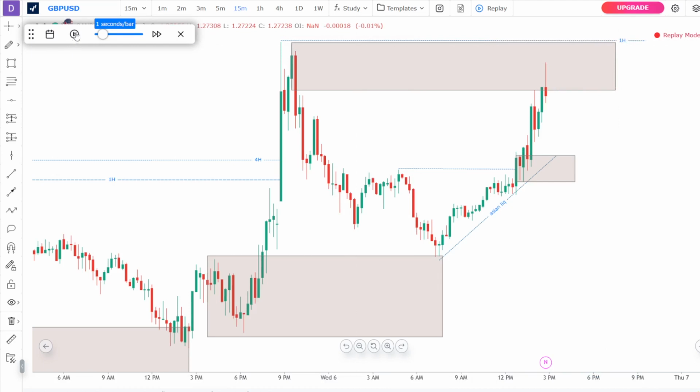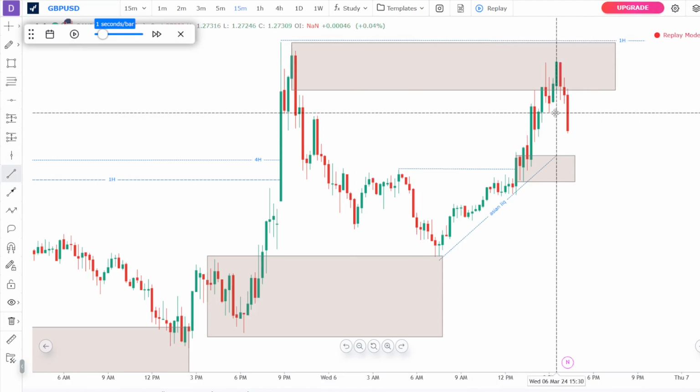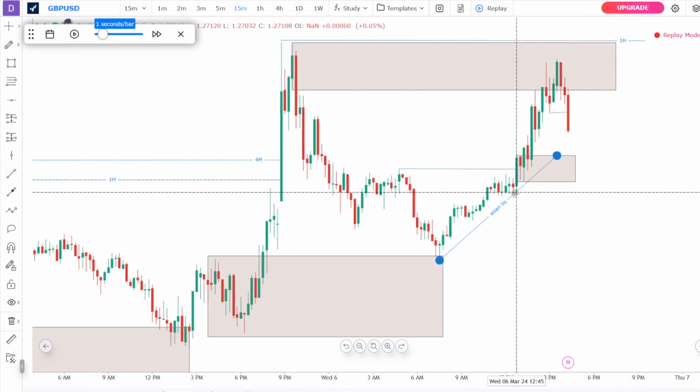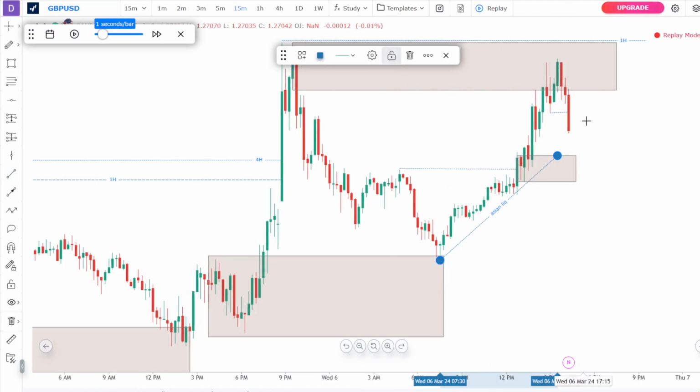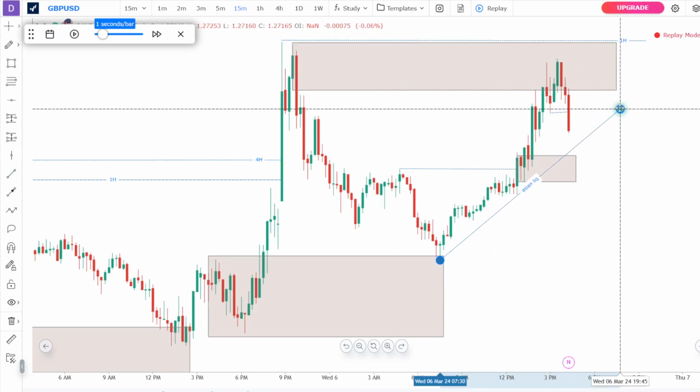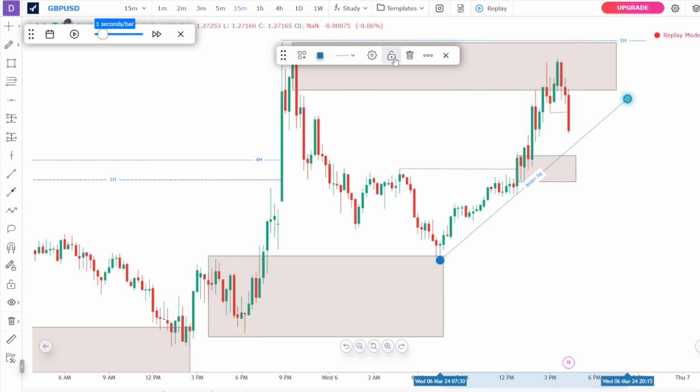So let's play the price forward. Okay, the price breaks this structure here. So after the break, what do we want? You want this trend line to be taken out, right? So you want this trend line to be taken out.